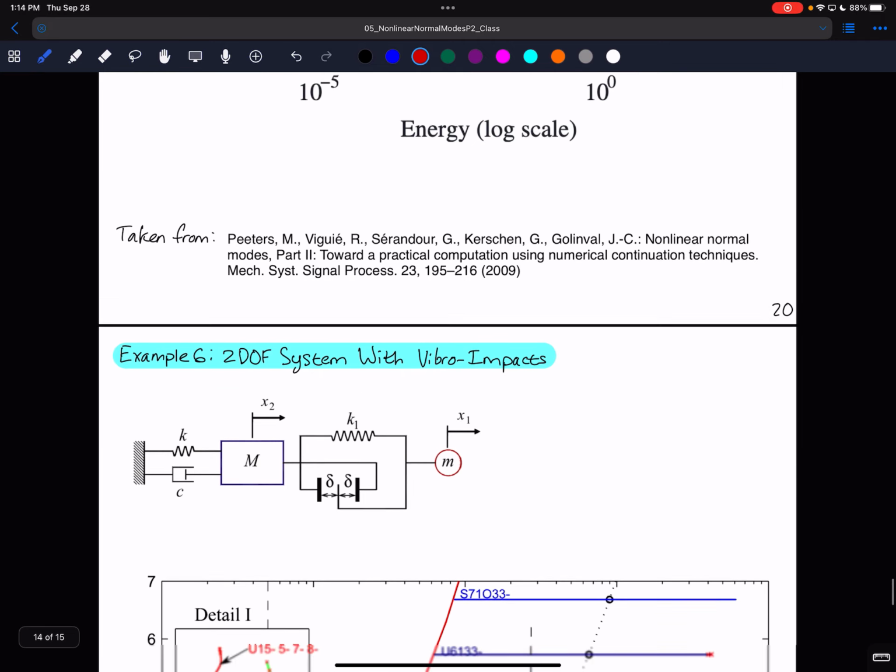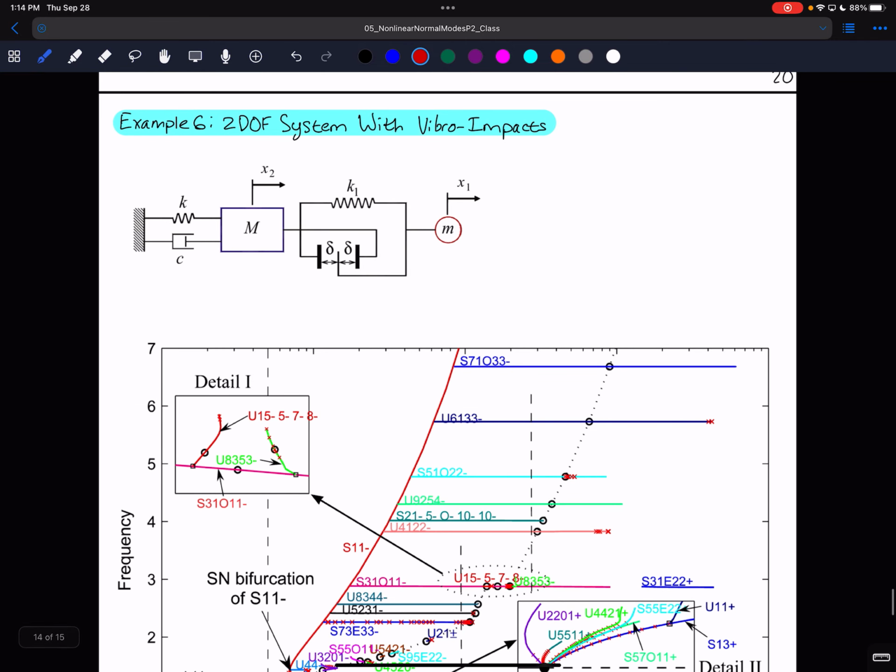There's a reference for that one. Here's a 2-degree freedom system with a vibro-impact in it. What that means is that, again, we have a small mass, lowercase m, small compared to big M. They're connected by some linear coupling stiffness K1. And the key thing here is that there is a rigid stop, a distance delta shown here.